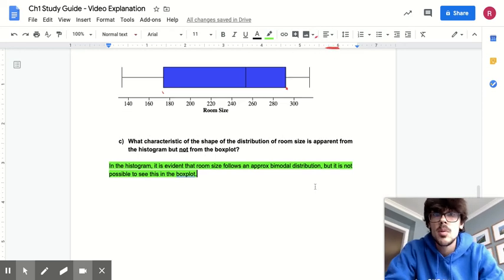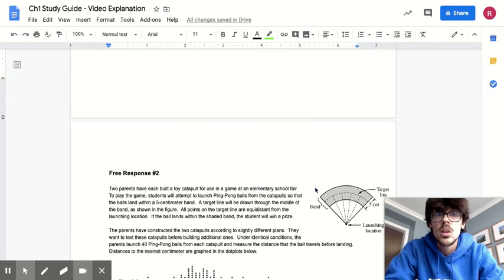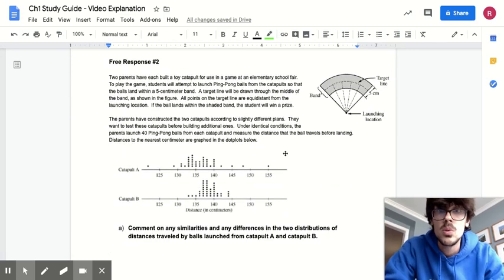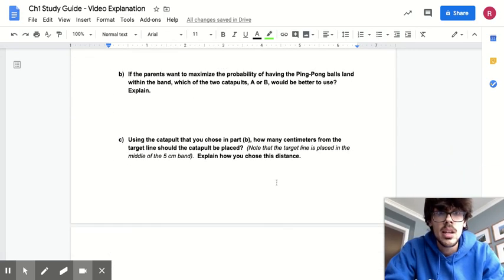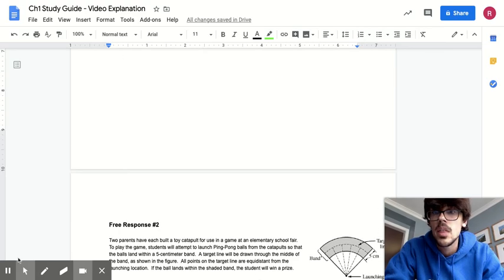So that is our Chapter 1 study guide. You guys got one more question. It's a real good one about catapults that I sometimes use on tests. Get that answered and share your doc with me. Thank you, guys.